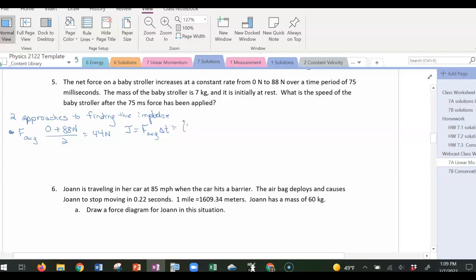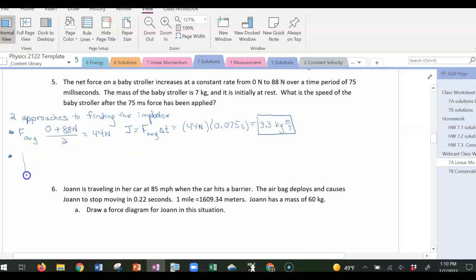So it would be the 44 newtons times the 75 milliseconds. Remember, you need to write that as seconds, so that would be 0.075 seconds. And so that would be 3.3 kilogram meters per second. That's the amount of the impulse. Let's see if I can also find that by a second method.